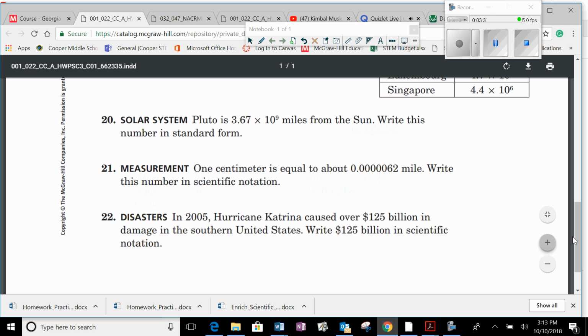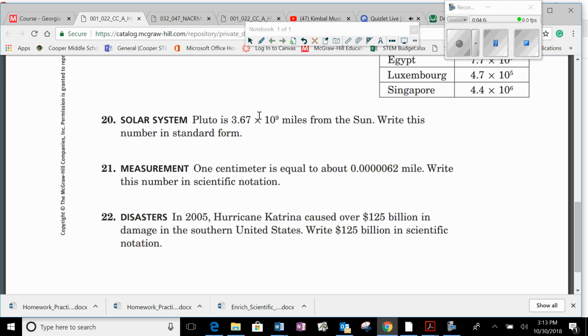All right, 3 more. It says the distance of Pluto is 3.67 times 10 to the 9th power from the sun. Write this in standard form. How could I write that in standard form? What does that mean? Right, write it in the thousands place. So we have to take 3.67 times 10, 9 times, or move the decimal 9 places. It's going to move forward 9.